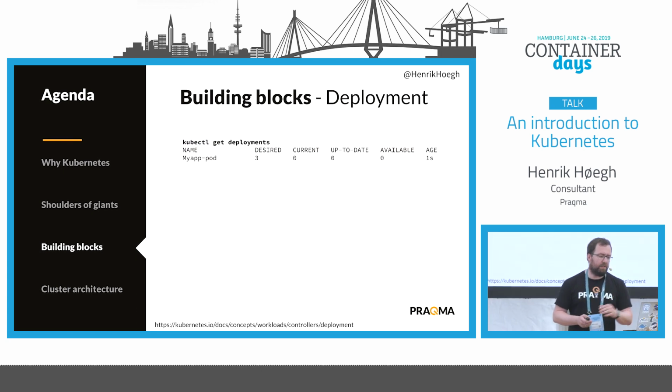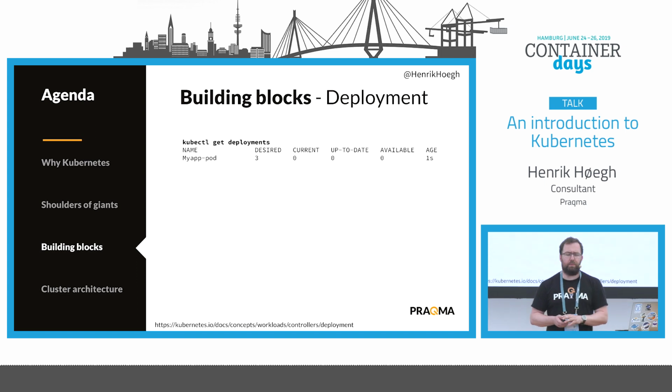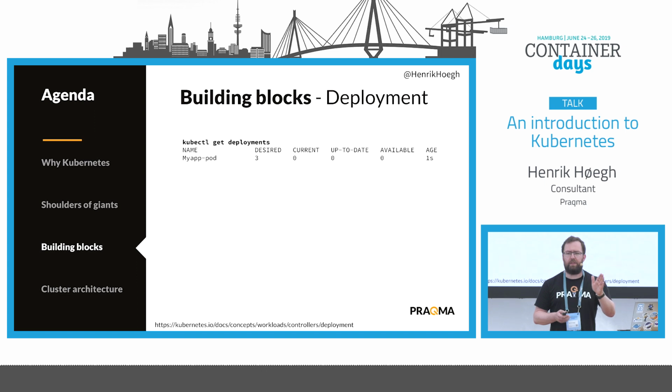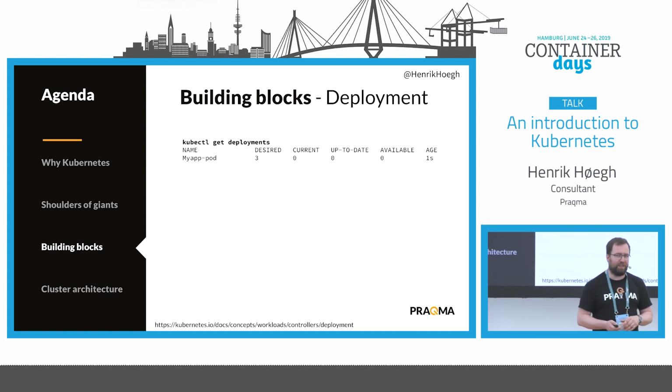So here you can see kubectl get deployments, and I get some information about my app pod deployment. I've desired 3 replicas. I still don't have any. None of them are up to date, and none of them are available. This is after 1 second, so I think that's okay.